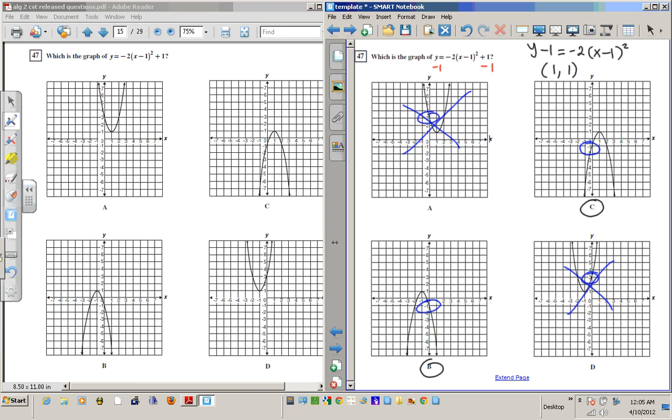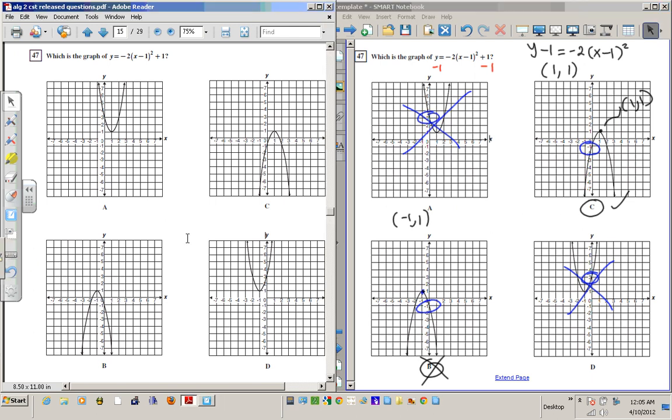The answer is C, because the vertex for B is negative 1, 1, and the vertex for C is 1, 1. See that 1, 1? The vertex here is 1, 1. That's exactly what I want. This is the answer. That's not the answer because this vertex is negative 1, 1. All right, so the answer to number 47 is C.